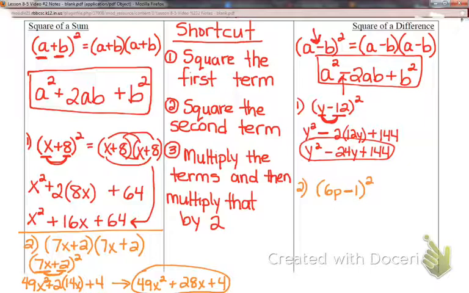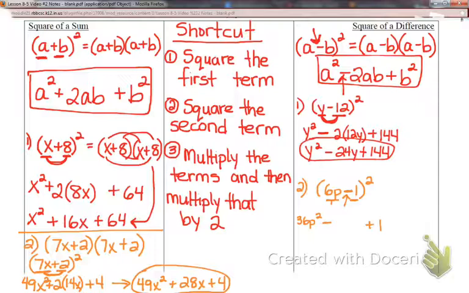So we're going to try to follow our shortcut rules here. It says square the first term. So 6p squared will be 36p squared. My last term, or my second term, square the second term. That's 1 squared, which is 1. Remember, it's a plus 1. Since this is a difference, remember that second term is going to have a minus sign in front of it.